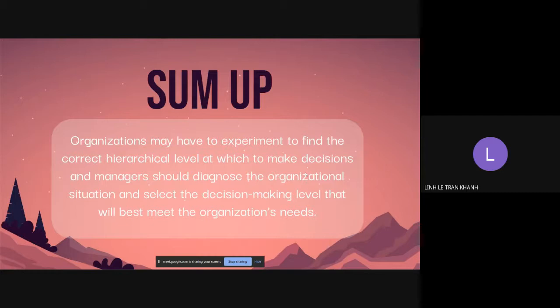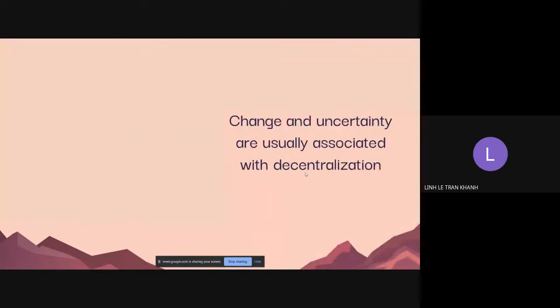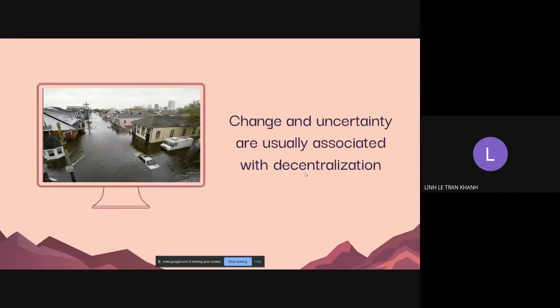All right, then, so for the last part of my presentation, there are three factors that typically influence centralization versus decentralization. The first item is that greater change and uncertainty in the environment are usually associated with decentralization. A good example of how decentralization can help cope with rapid change and uncertainty occurred following Hurricane Katrina in 2005. Mississippi Power restored power in just 12 days, thanks largely to a decentralized management system that empowered people at the electrical substations to make rapid on-the-spot decisions.